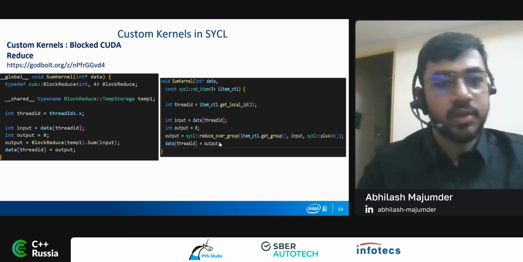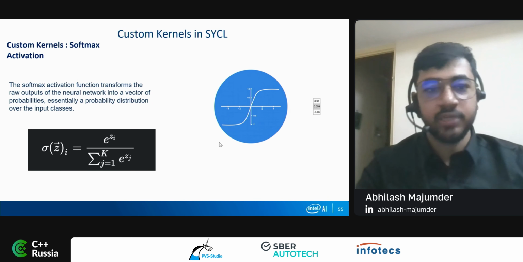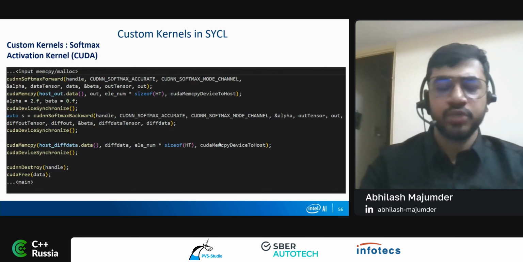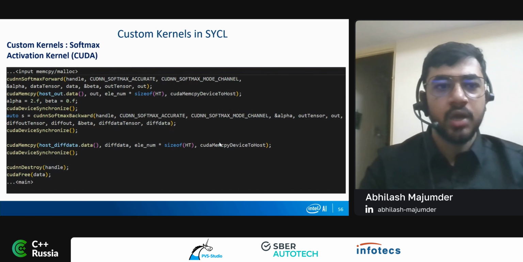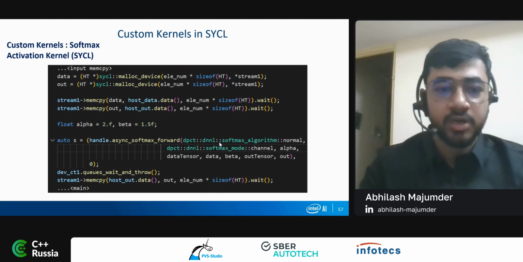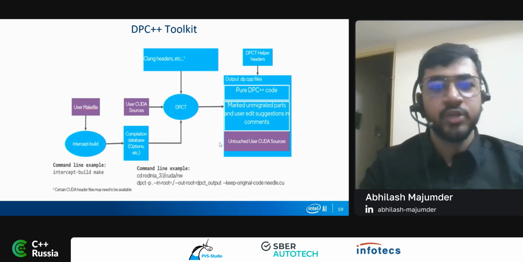So we have another sample called softmax activation. This is a deep learning example. I can discuss it more in the discussion forum due to time limits, where we are applying deep learning kernels and how we can modify them. These are very complicated kernels of cuDNN, right? We have the corresponding translations. And let's move into the DPCT, the last part of today's talk.